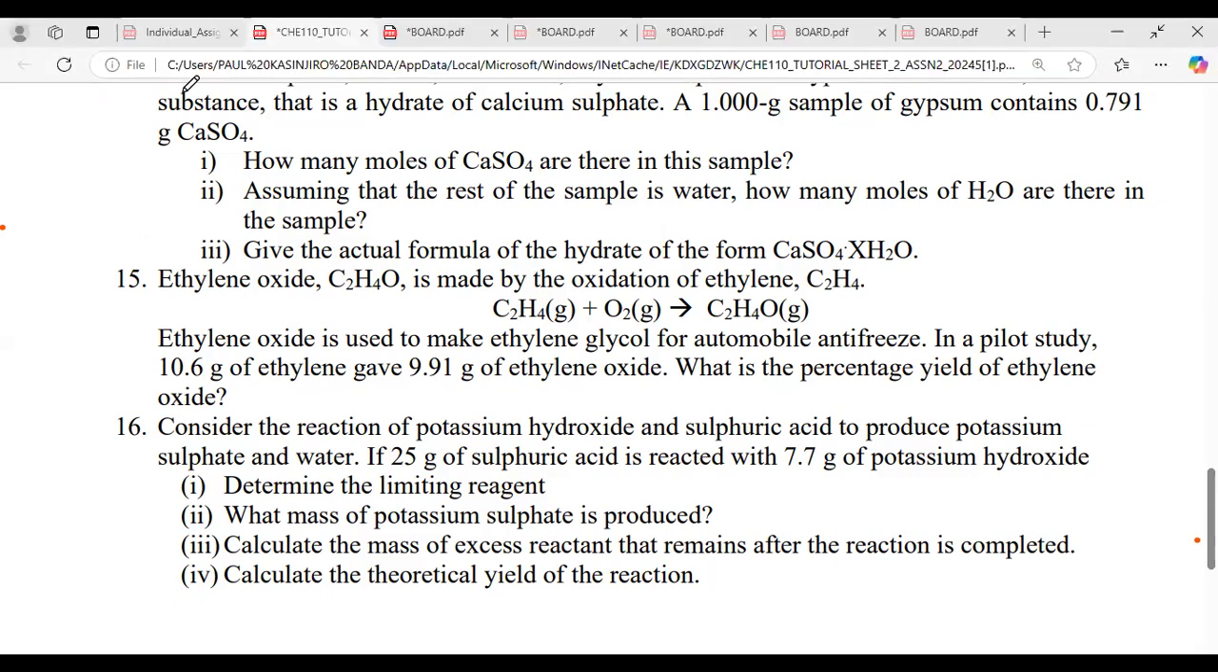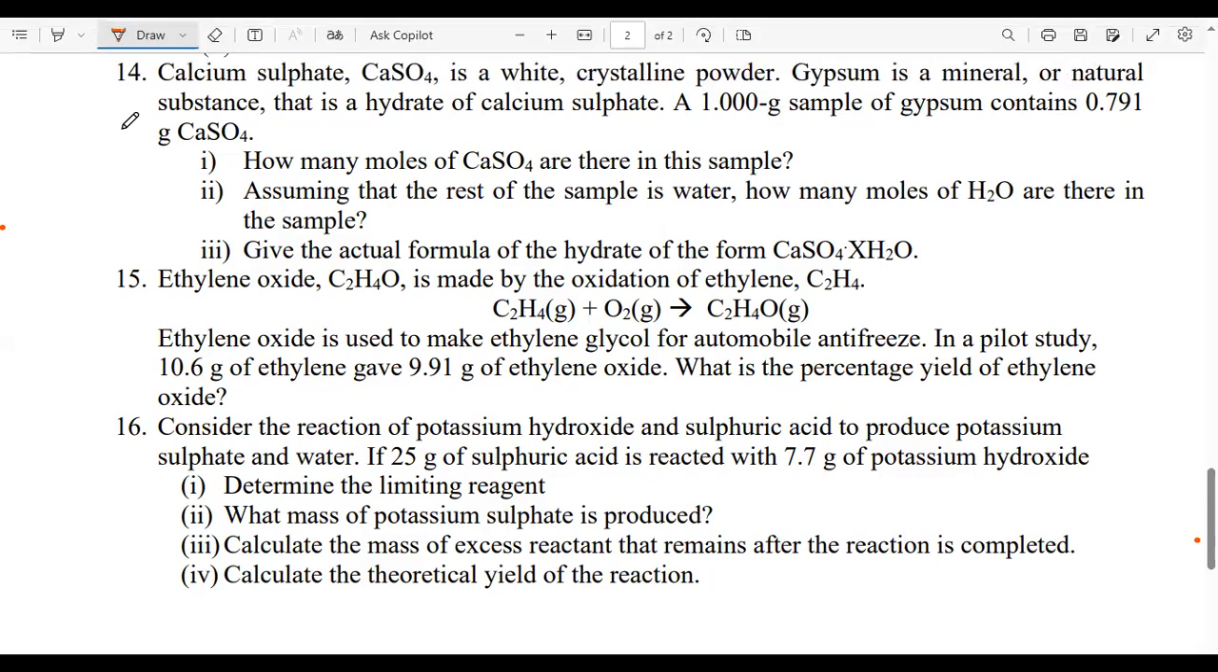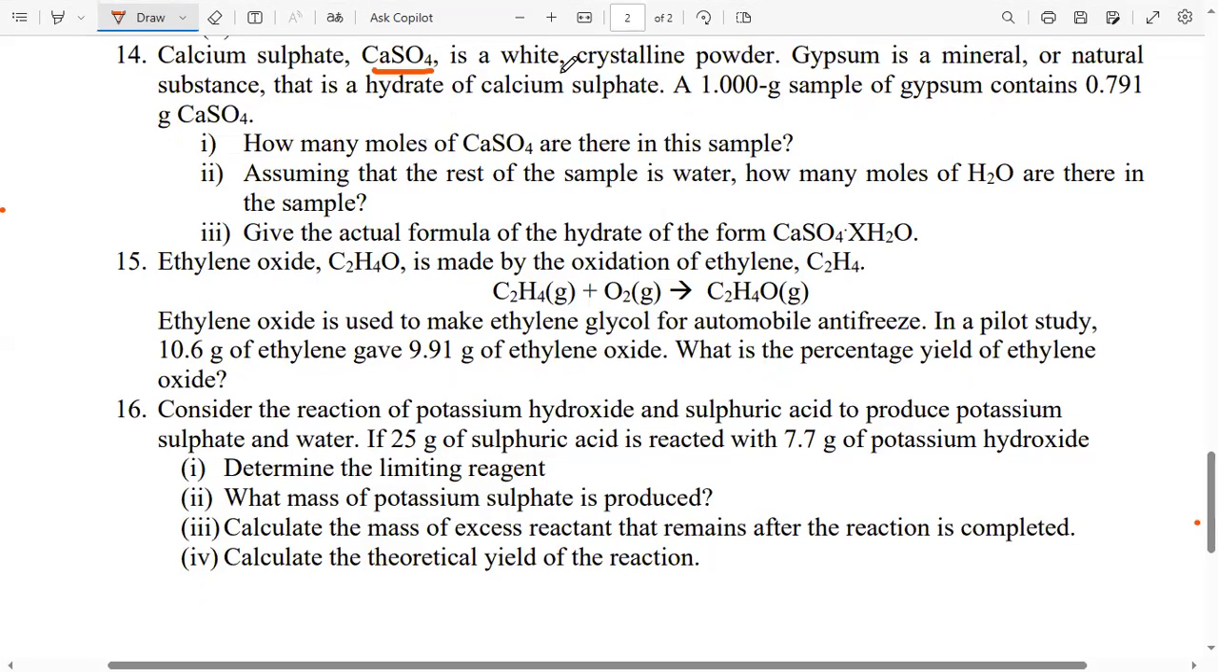So let's start. The first question here is question number 14. They're saying calcium sulfate, given by this chemical formula, is a white crystalline powder. And then they're saying gypsum is a mineral, a natural substance that is a hydrate of calcium sulfate. So it means that to this calcium sulfate, they're just adding water. That's what it means to be a hydrate.